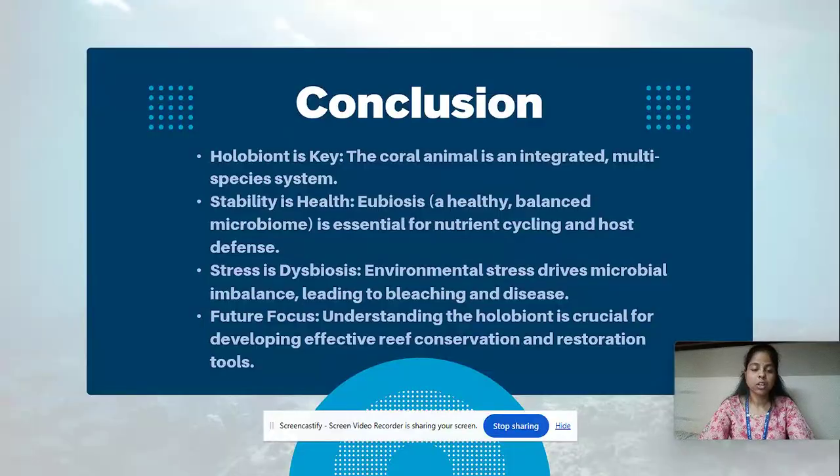So here comes the conclusion. The coral animal is an integrated multi-species system. Eubiosis, a healthy balanced microbiome, is essential for nutrient cycling and host defense, while environmental stress drives microbial imbalance, which is dysbiosis, leading to bleaching and diseases in corals. And understanding the holobiont is crucial for developing effective reef conservation and restoration tools.